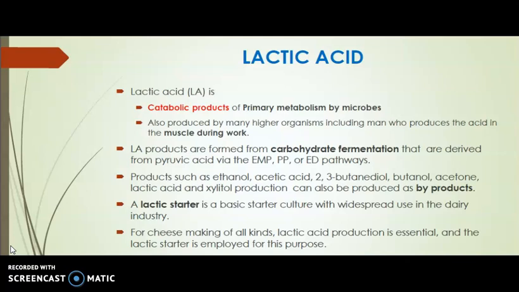Lactic acid products are formed from carbohydrate fermentation that are derived from pyruvic acid via the EMP, pentose phosphate and ED pathways. Products such as ethanol, acetic acid, 2,3-butanediol, butanol, acetone, lactic acid and xylitol can also be produced as byproducts. A lactic starter is a basic starter culture with widespread use in the dairy industry. For cheese making of all kinds, lactic acid production is essential and the lactic starter is employed for this purpose.